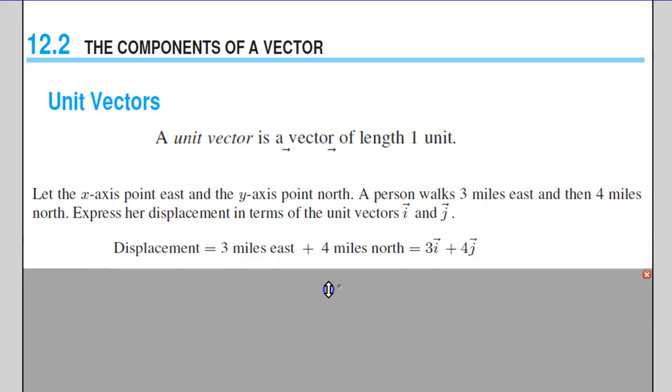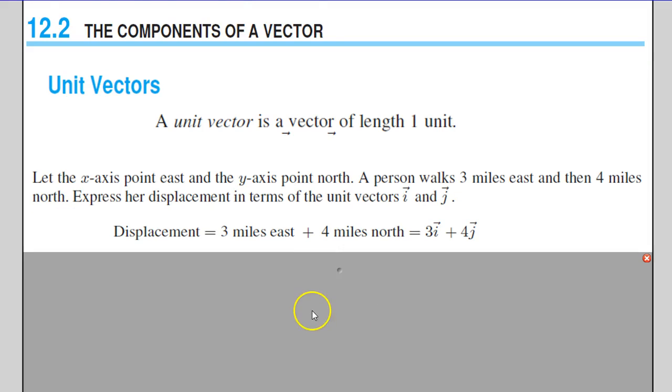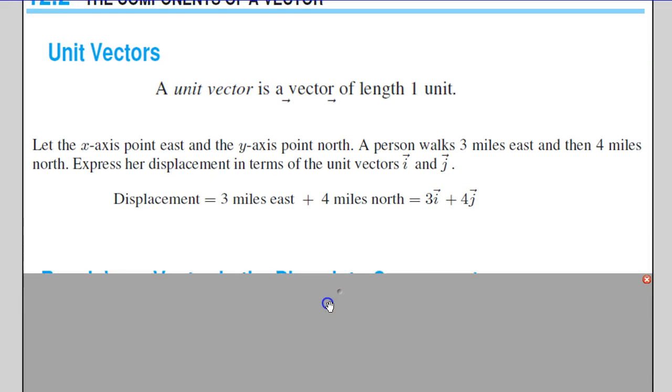Well, if you recall, the displacement is 3 miles east and 4 miles north, so that must mean that the east vector is 3i, since the unit vector has a length of 1, and the north vector is 4j. So this is how we would represent the displacement of the way that the person walked, only in terms of the vectors i and j. It's just a different way to express a displacement instead of just using one vector.